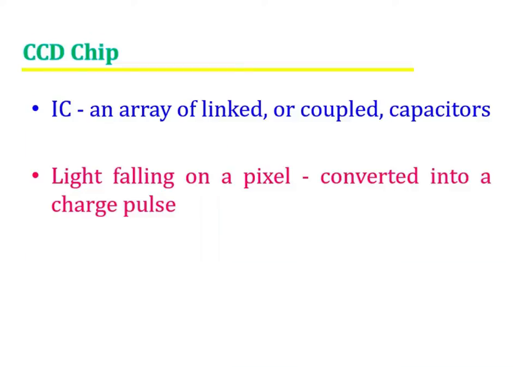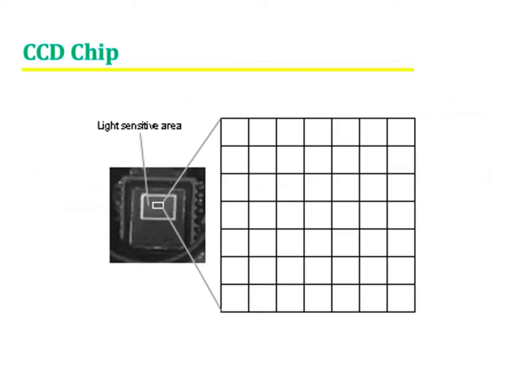It's an IC which is formed by an array of linked or coupled capacitors. So what's the principle? When light is made to fall on a pixel, it is converted into a charge pulse. The charge is captured in a pixel, a storage place. So when more light is made to fall on the pixel, more charges are accumulated in the pixel. So this is a representation of a small part of a light sensitive surface of the CCD chip, where, as said earlier, it is nothing but an array of pixels.